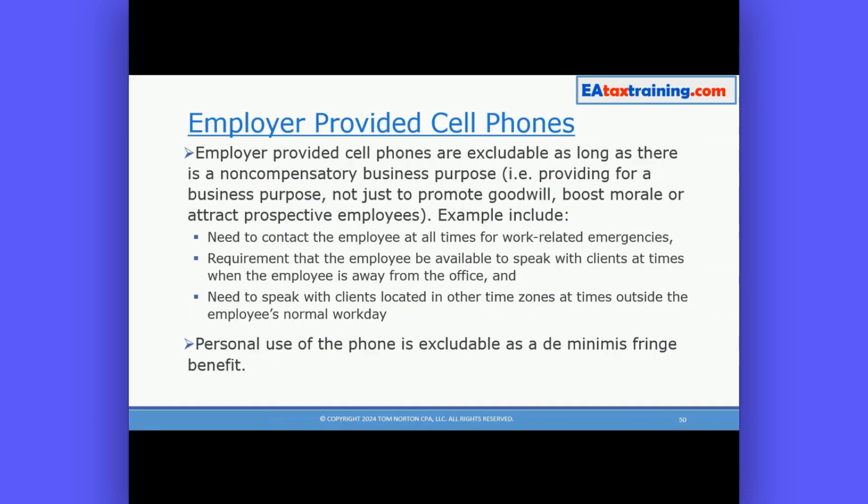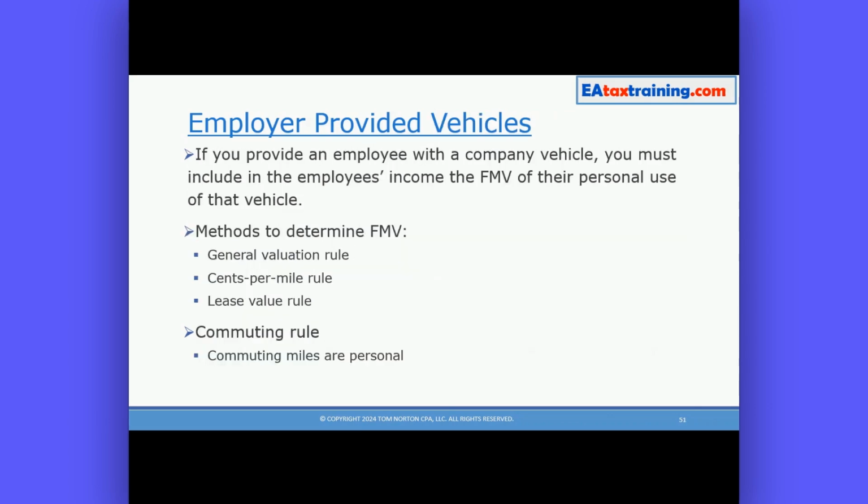So they need to have a cell phone because before or after their work, they need to be able to be talking to clients who live in other time zones. And personal use of this phone is excludable as a de minimis fringe benefit. So you don't have to worry about pretending that your employees are not using this phone for personal purposes at all. As long as there is a legitimate business purpose for providing the phone, then they can use it for personal use as well, and that is excludable as a de minimis fringe benefit.